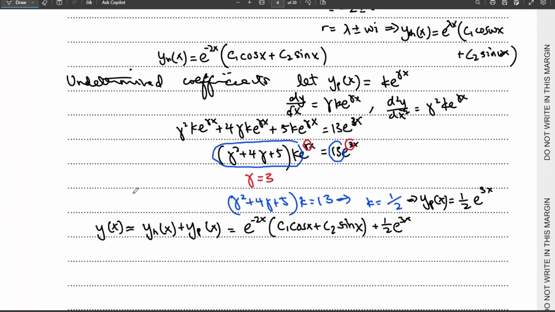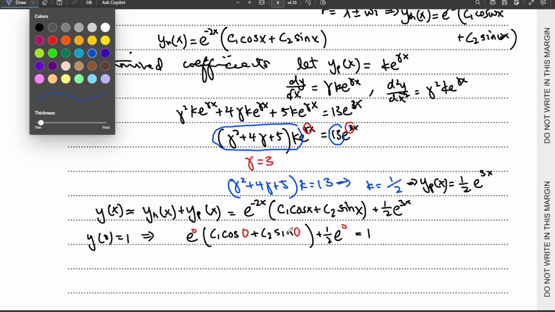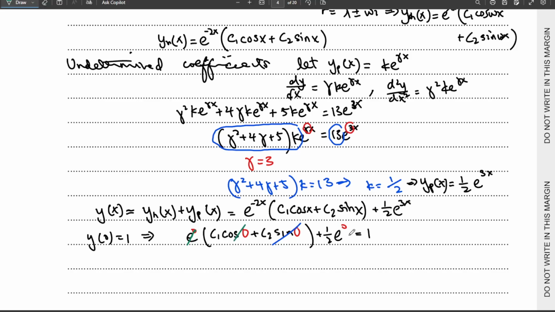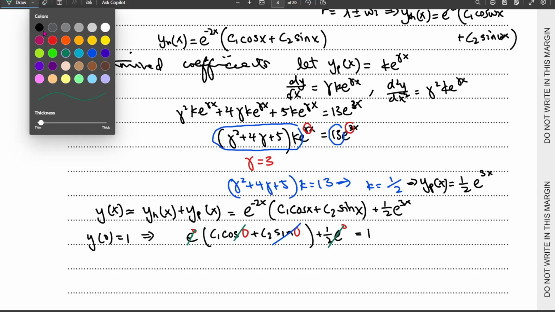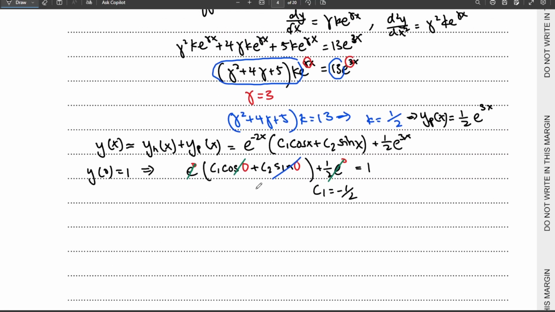So first, let's do the part where y(0) is 1. Since we have the y function already, we just use this one. What I'm highlighting in blue will cancel to 0, and everything I'm highlighting in green will cancel to 1. Exponential to 0, that is 1, sine 0 is 0, cosine 0 is 1. So we yield c1 equals negative half. Okay, so that's the first constant found.